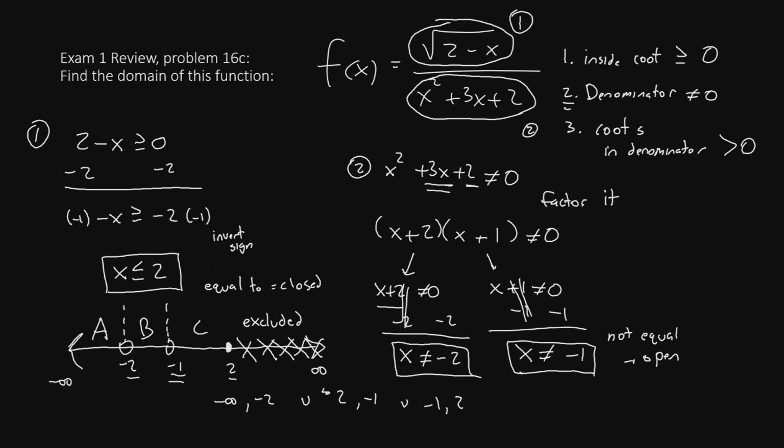In piece A, we have infinity, which is parentheses every time. We have negative 2, which is open, which will be parentheses also. For piece B, on the left and right, we have two open circles, so those get parentheses as well. For piece C, negative 1 is open, but positive 2 is closed. So negative 1 gets parentheses, and positive 2 gets a square bracket. So those three pieces make up our domain. Negative infinity to negative 2, union negative 2 to negative 1, union negative 1 to 2.